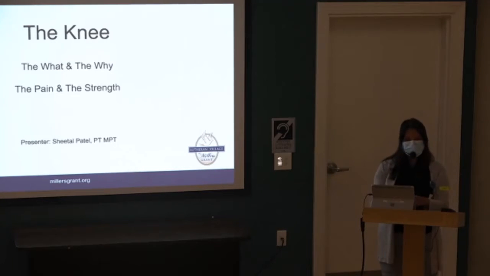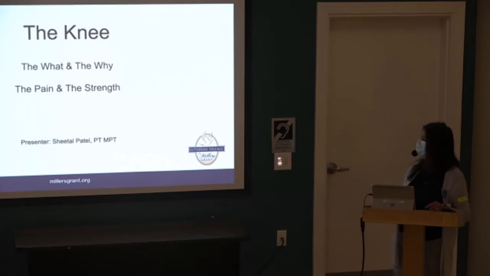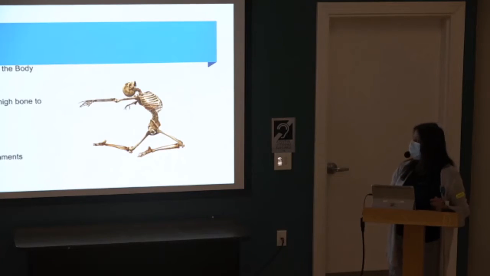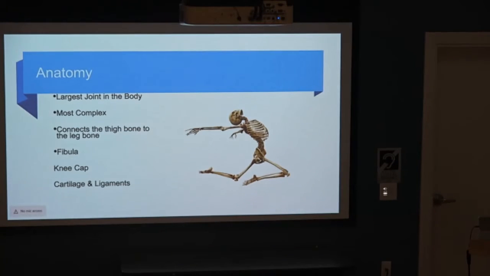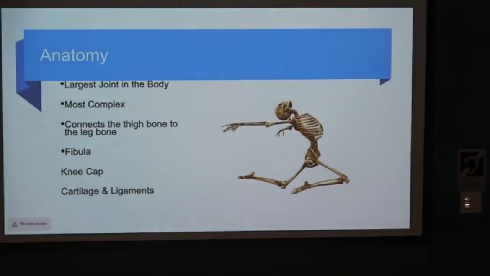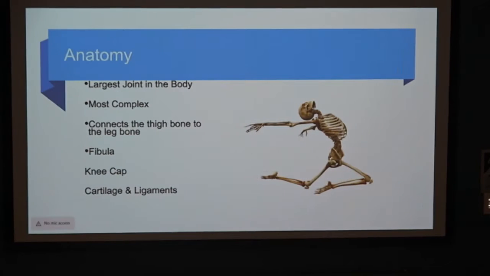All right, let's get on with today's presentation, the knee. So let's go over the anatomy of the knee. It is the largest joint in the body. It is actually the most complex joint in the body. And when I show you some of the pictures, you'll see why.